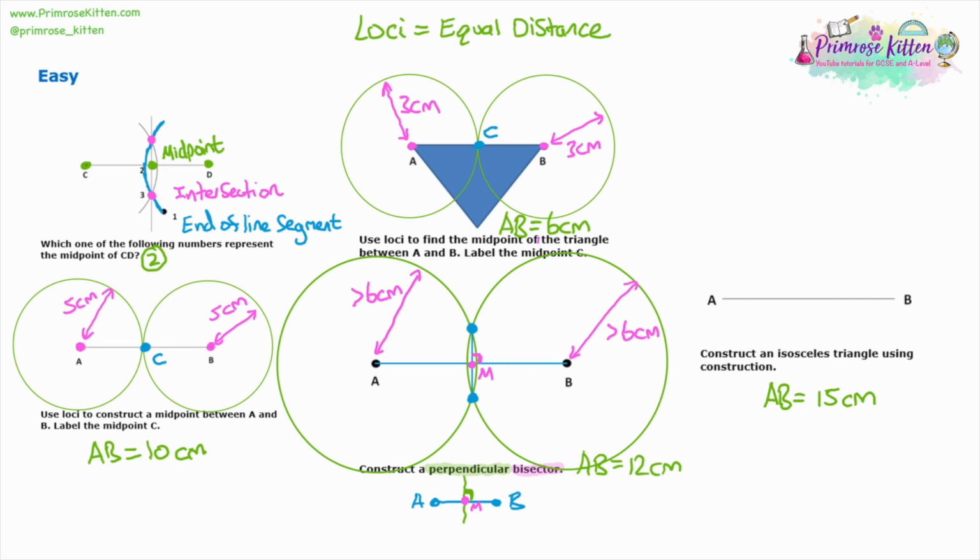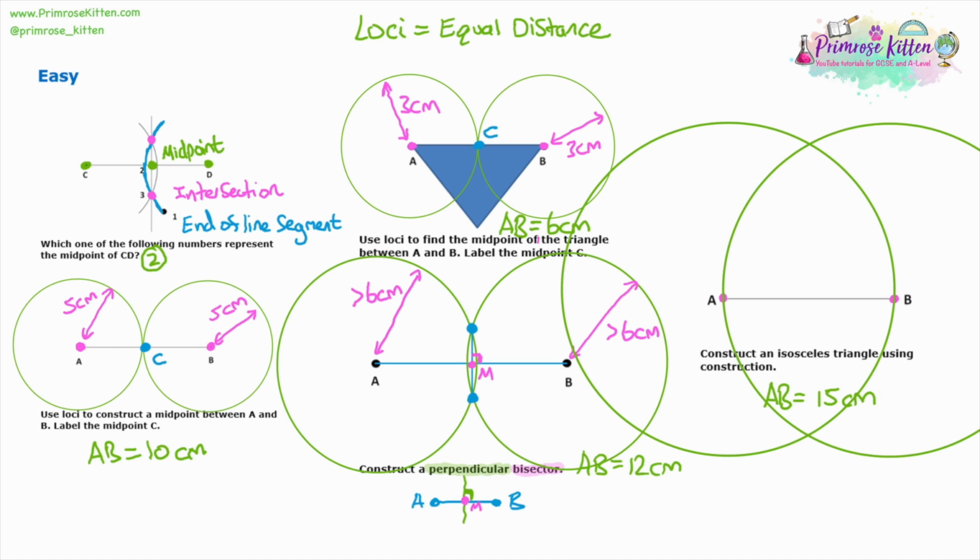So put the metal part of your compass on A, put the pencil part of your compass on B, and then draw 2 circles, one around A and one around B. And now you can see my 2 circles. Now these ones are huge, and you'll notice this is quite bad. One of the circles is overlapping question 3 and 4.